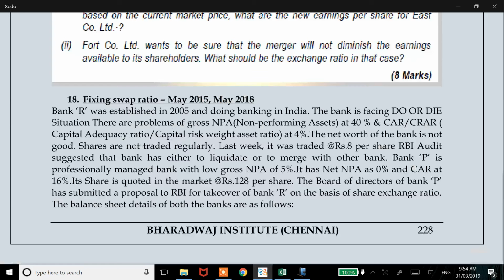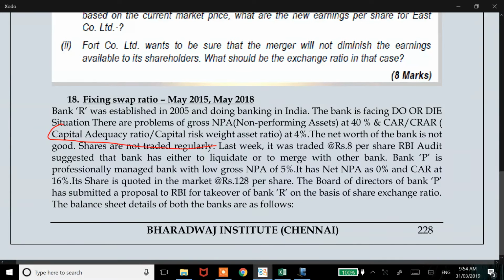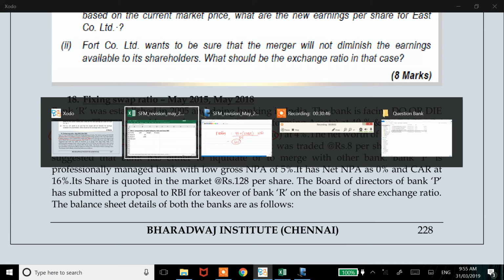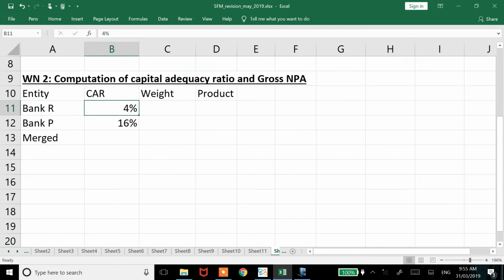The formula for capital adequacy ratio is not directly given here. Capital adequacy ratio basically tells the capital of the company as a proportion of the risk weighted assets. In accounting for banking companies, you could have learnt about something called risk weights. Based on the assets' risk weight, the banks are required to maintain some capital. In case of bank R, it's only 4%.